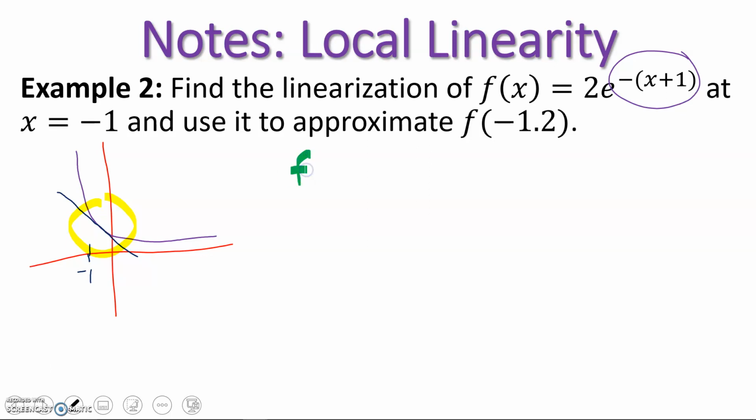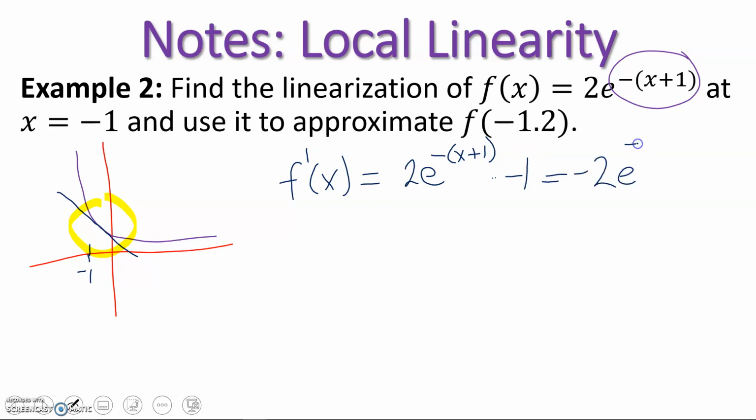So we will start there by finding f prime of x. All right, so we have our derivative of our exponential. The derivative of 2e to the negative x plus 1 is 2e to the negative x plus 1 times the derivative of our inside function, which is that negative x plus 1 linear function. So in this case, that is just times negative 1. So this is negative 2e to the negative x plus 1.